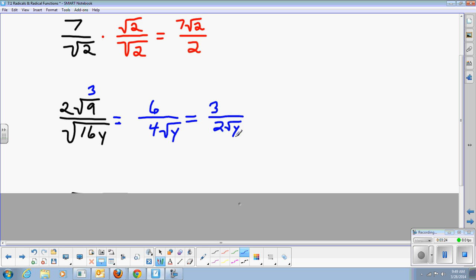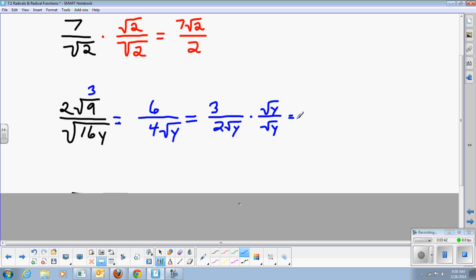Now I want to get rid of this irrational number on the bottom. What am I going to do? I am going to multiply by the square root of y. I'm just going to take the irrational number I have on the bottom, and multiply both the numerator and denominator by that irrational number.